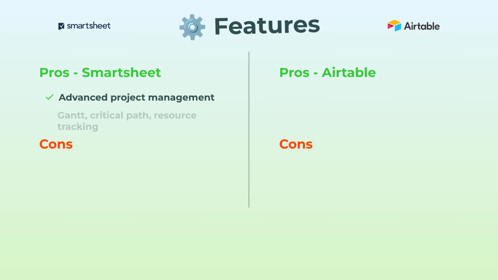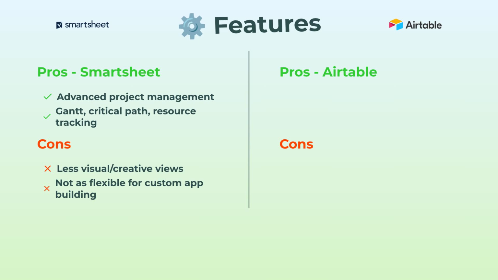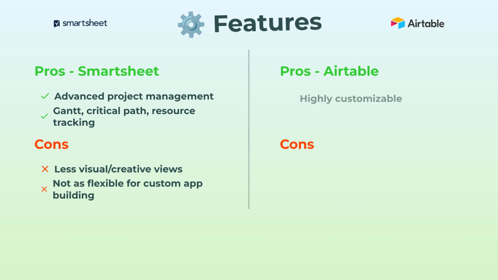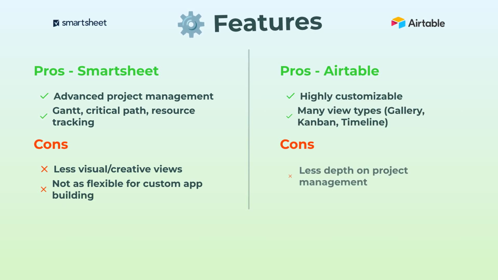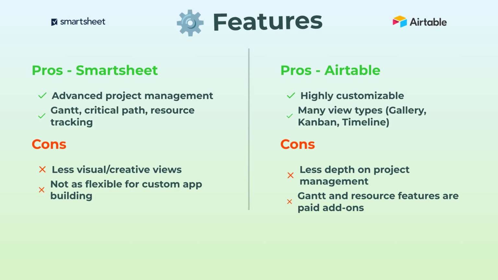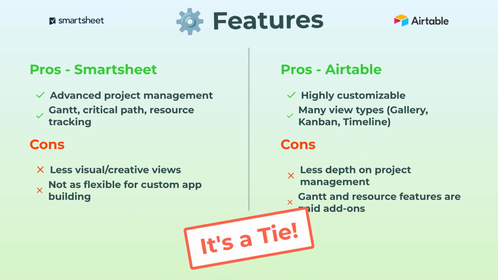Alright, let's talk features. Smartsheet is basically like a supercharged spreadsheet for managing projects. So it's got all these heavyweight tools, Gantt charts, critical path tracking, resource management, the works. The catch? It's a bit less flashy, and you can't really go wild building your own custom apps. Airtable? Super customizable. You've got Kanban, gallery, timeline views, and you can practically build your own mini apps if you want. That said, if you need deep project management features like Gantt, you'll end up paying extra. Really, it comes down to what you value more, hardcore project smarts or creative flexibility. Honestly, this one's a toss-up. Both are great, but in different ways.